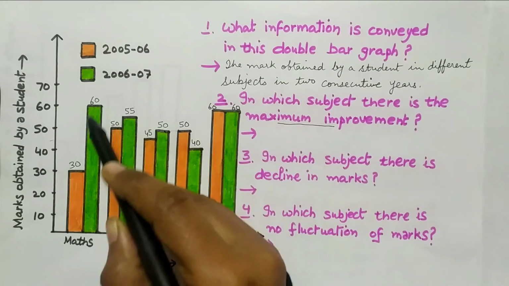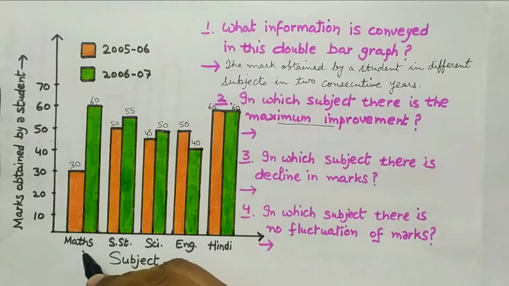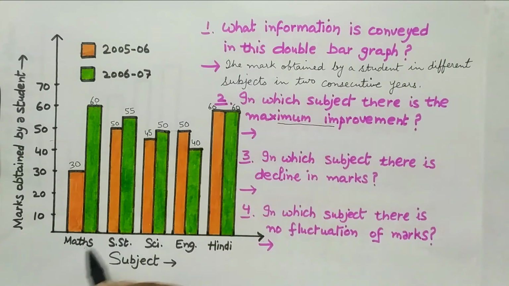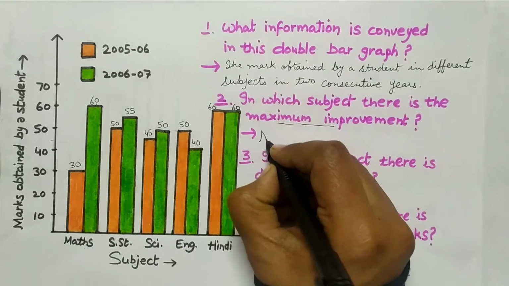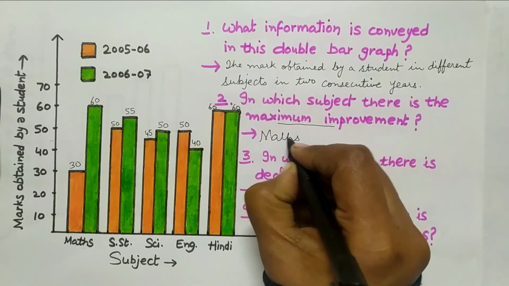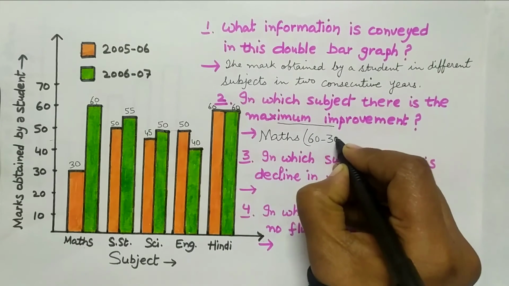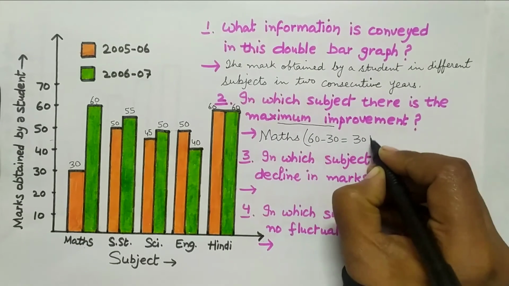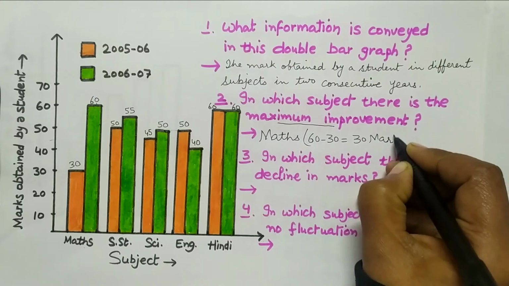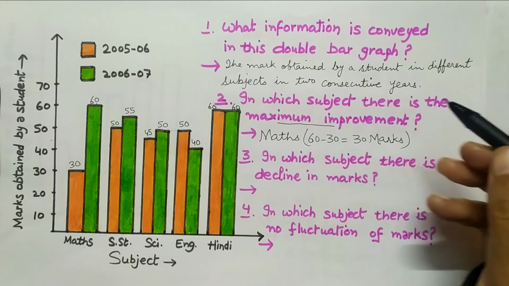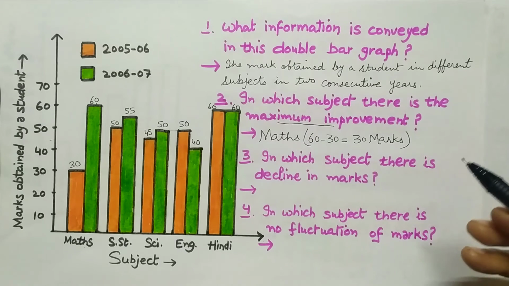So maximum improvement is in the subject of maths. In which subject there is maximum improvement? Maths. Answer is maths, and the improvement is 60 minus 30, that is 30 marks. It is a big jump. Like this we can answer the asked questions.